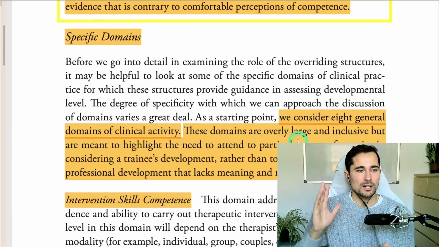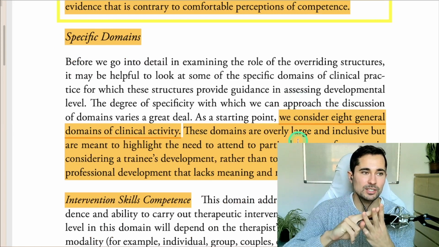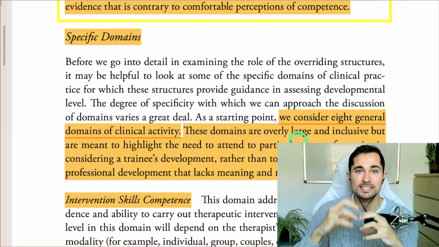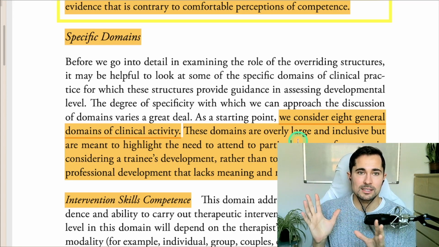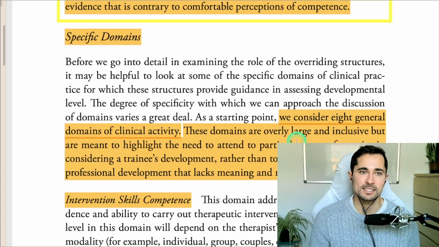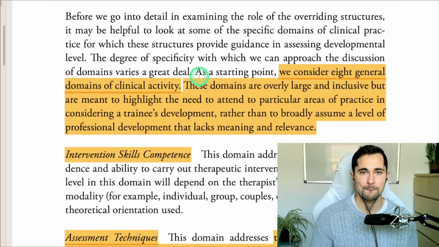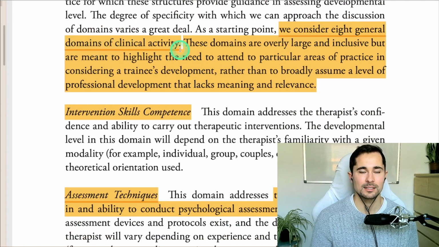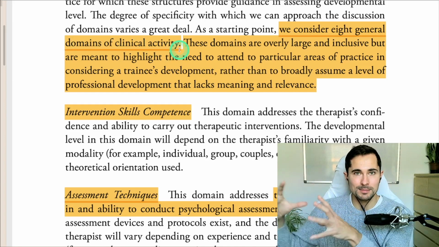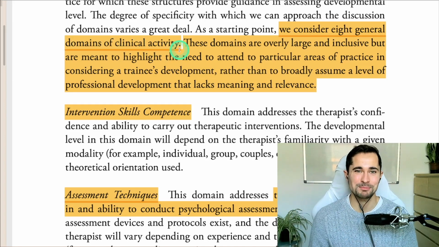So we've got our levels, our 3 levels. We've got our 3 structures and how they interplay across levels. Now let's look at the third aspect of the IDM, which is domains, specific domains. It says here, we consider 8 general domains of clinical activity. So as a therapist, there might be 8 domains of things we do. Let's put it that way.